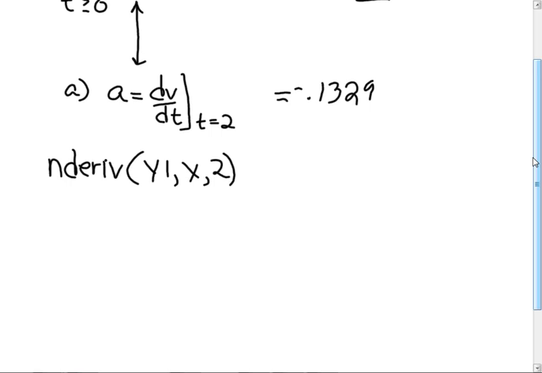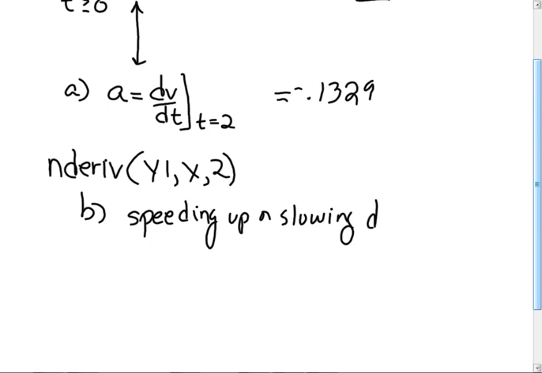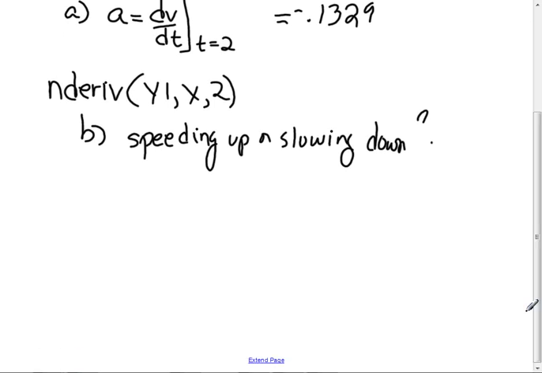B: is the speed of the particle increasing or decreasing at t equals 2? So what does that mean? If the speed's increasing, what's the particle doing? Speeding up or slowing down? Do you remember how to do that? How do you know if the particle's speeding up or slowing down? You have to give a calculus answer. Do you remember that if A and B are the same sign, it's speeding up?